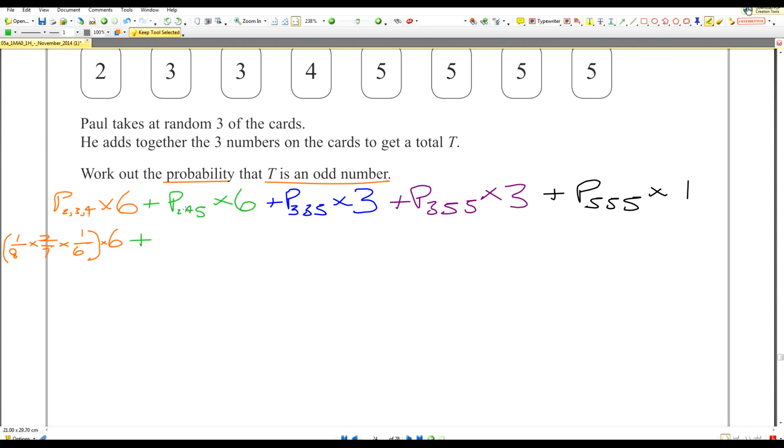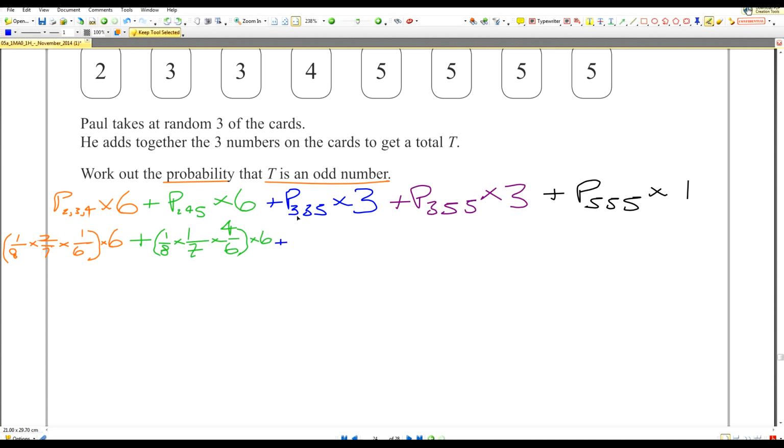Green. Now it's a probability of 2 and a 4 and a 5. So in brackets, probability of 2 again, remember, we have out of 8, times out of 7, times out of 6, and then all of that times 6. Probability of 2 is going to be 1 out of 8. Probability of a 4 is going to be 1 out of 7, because we've taken one card out, so we only have 7 cards left. Probability of getting a 5 is going to be 4 of them out of 6. Done. Let's quickly swap over to blue.